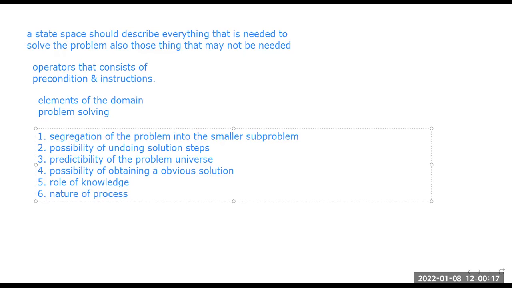So this problem can be decomposed or segregated into smaller parts, as we need for a better solution. To find a particular solution, we need to explore all the possible characteristics and aspects to find the best solution of this particular problem.